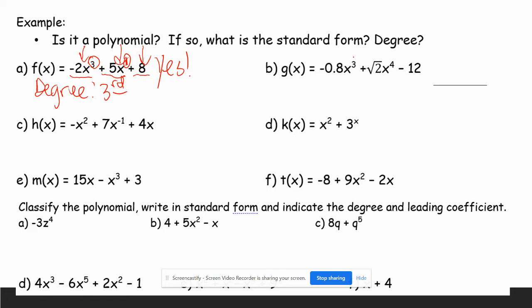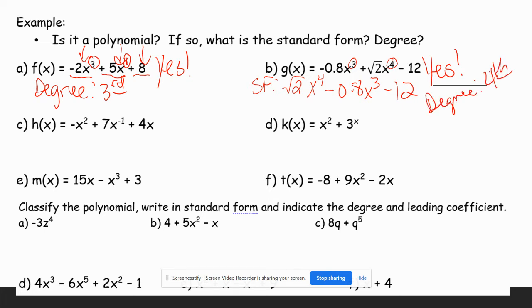Letter B. Our exponents are 3 and 4. Those are positive whole numbers, and so yes, this is a polynomial. Standard form, fourth power comes before third power, so I have the square root of 2, x to the fourth. This is a negative 0.8, x to the third, and then minus 12 is my constant term. Now we have standard form, and this is a fourth degree because 4 is our highest exponent.